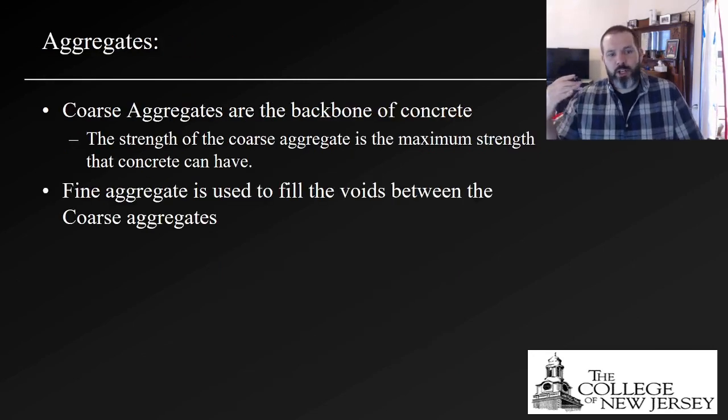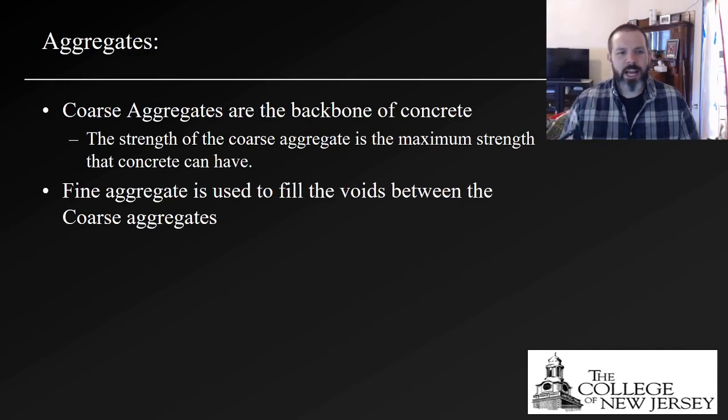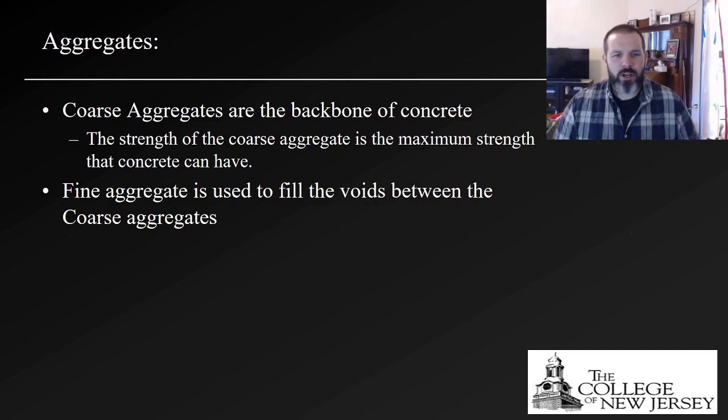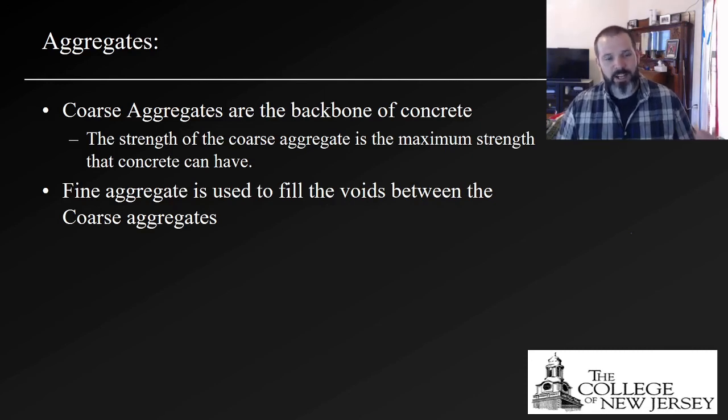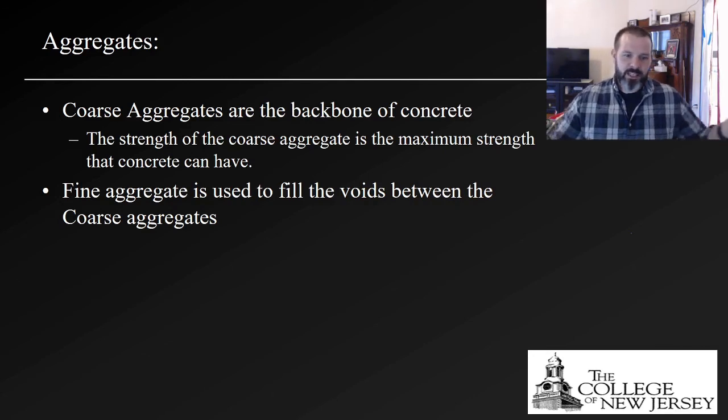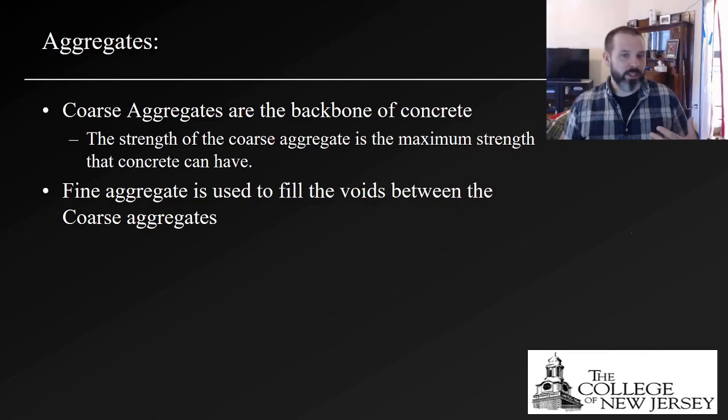So in terms of aggregates, coarse aggregates are the backbone of concrete. They give the concrete its maximum strength. So a concrete mix can never be stronger than the aggregates that you put in it. Fine aggregate is used to fill the voids between the coarse aggregates. It basically takes up volume. It's like having basketballs and filling the room in between them with ping pong balls.